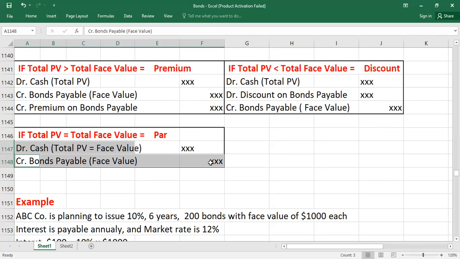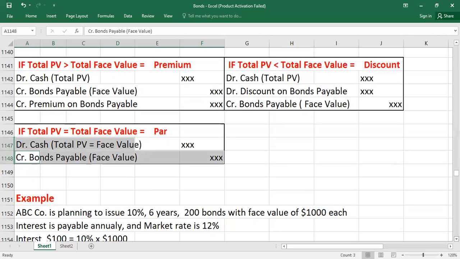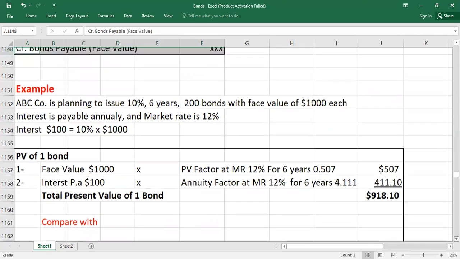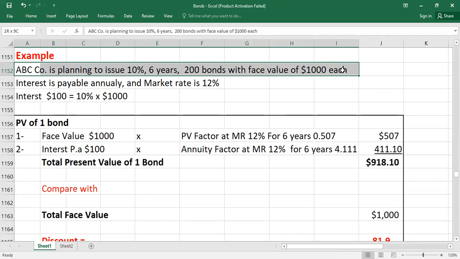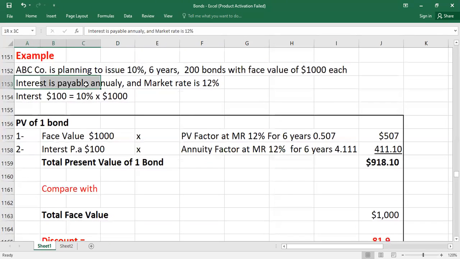Now let's do a small question to understand. There are certain other alternative ways also to calculate the amount of premium or discount, which I will show you at the end of the video. So here we have a small example. ABC company is planning to issue 10% 6-year 200 bonds with the face value of 1000 each. Interest is payable annually and the market rate is 12%.